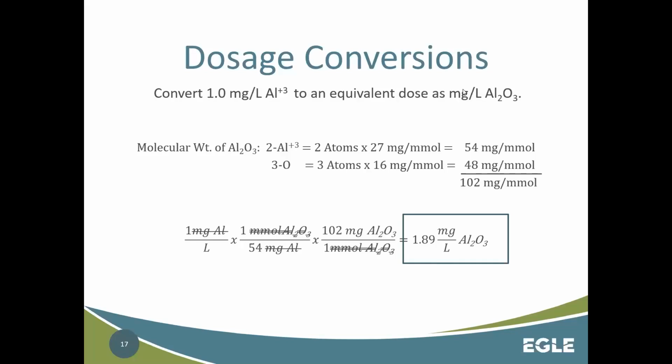And again, if you are preparing for an exam, you can revisit the question or the problem statement here and see that we are trying to convert 1 milligram per liter of aluminum ion to an equivalent dose of aluminum oxide in milligrams per liter. So it's always a good idea to make sure that our answer comes out in the units that the problem asked for. And we can verify that right here.